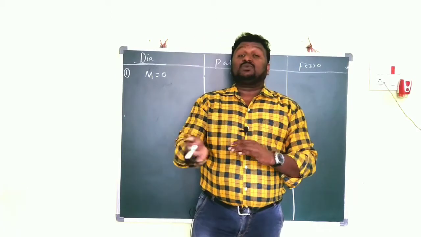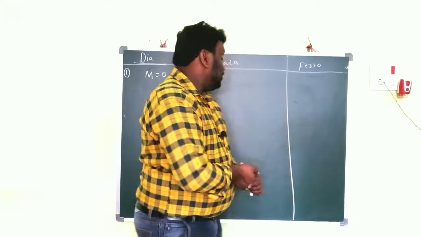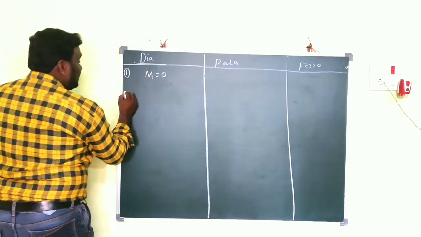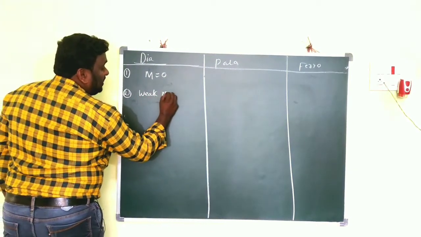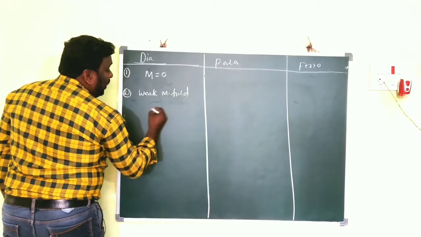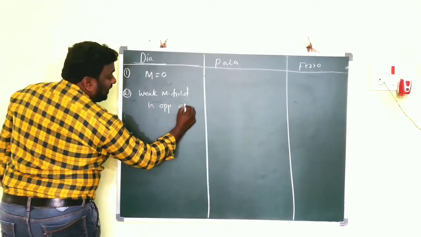Clear? That nature is what we call diamagnetism. So simply, what is that? They form a weak magnetic field in the opposite direction of the applied field.